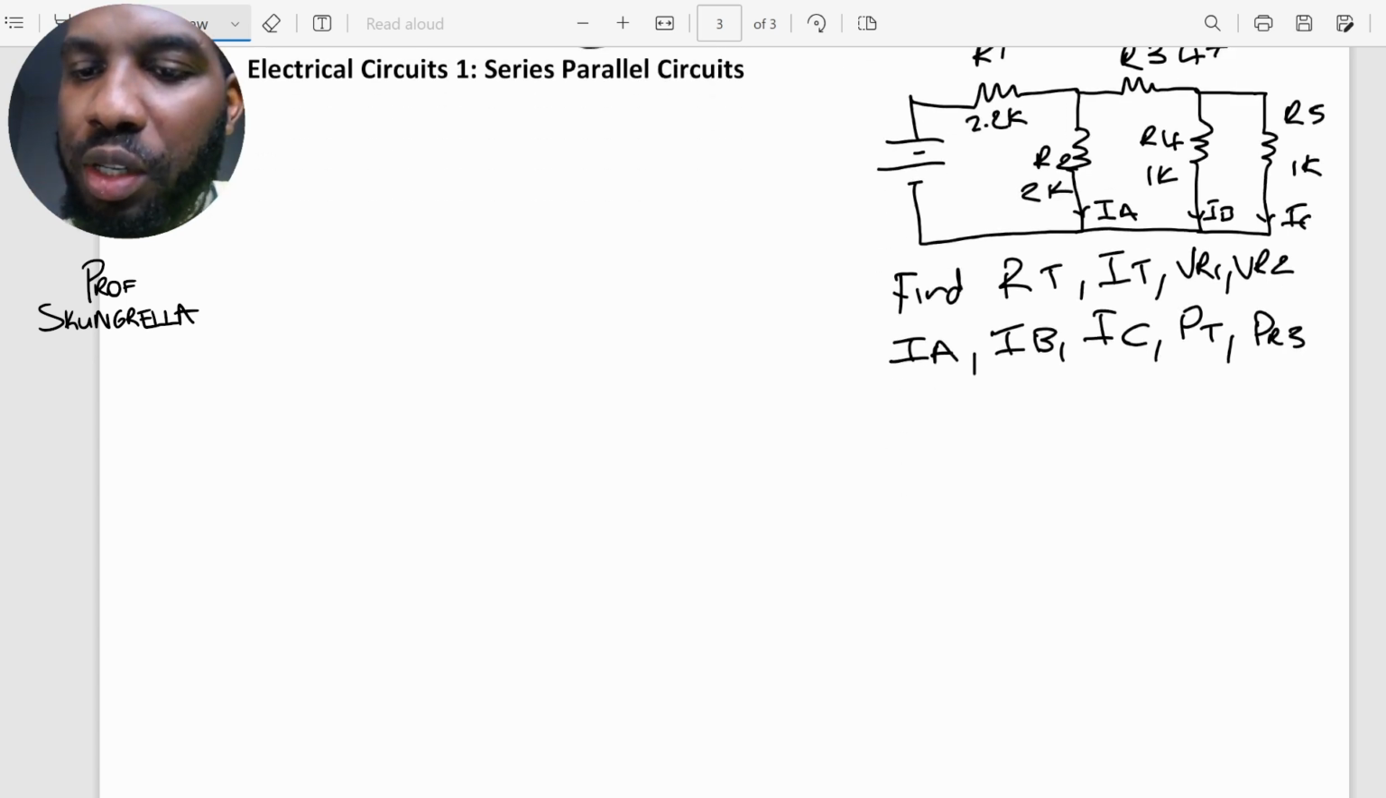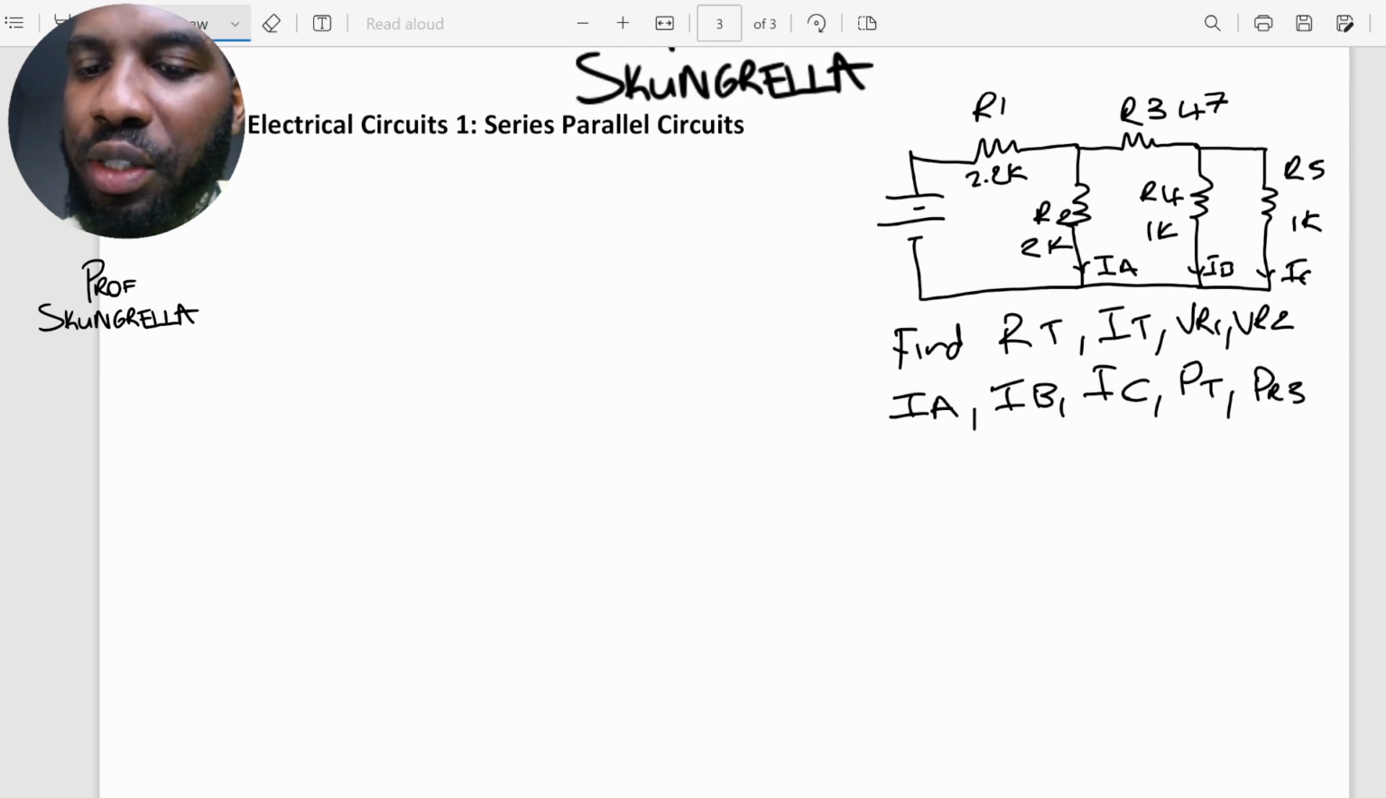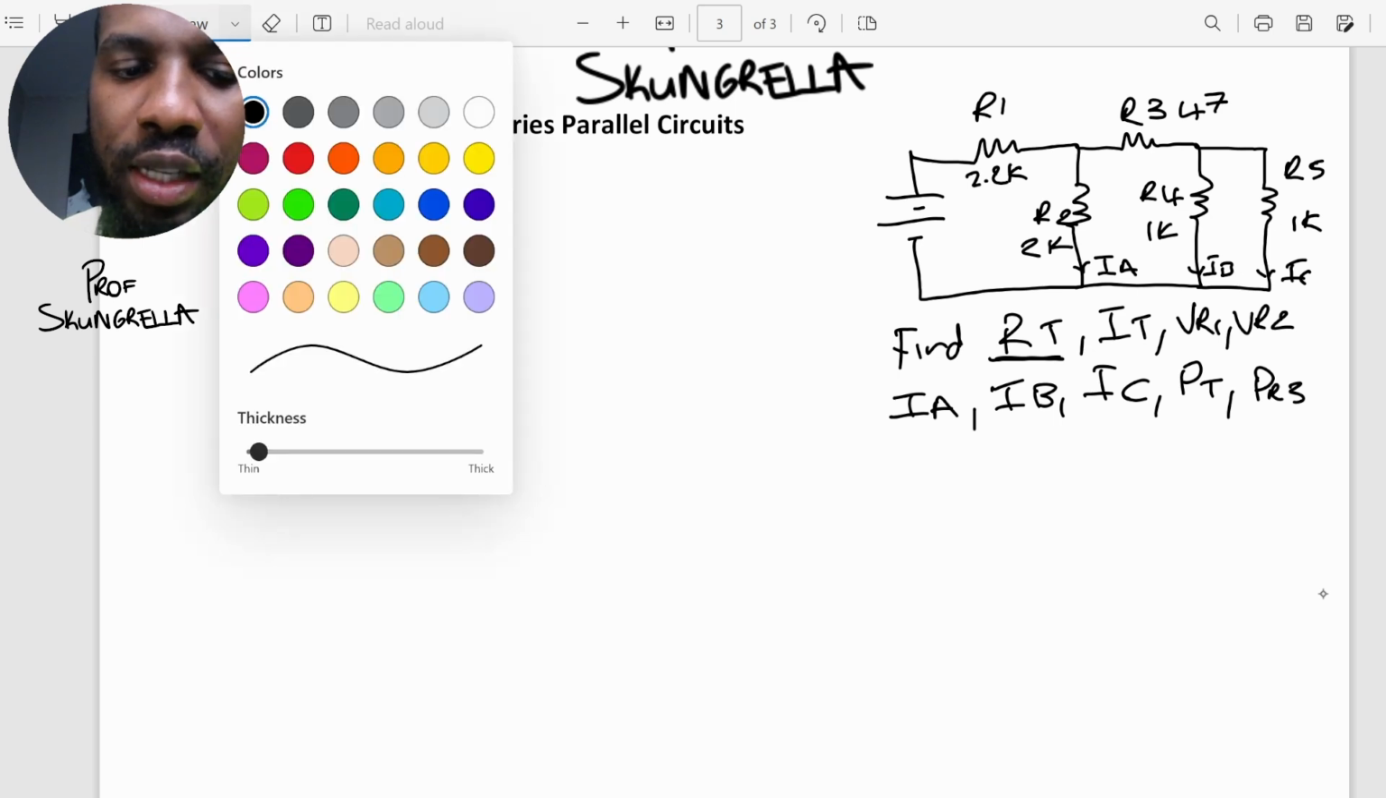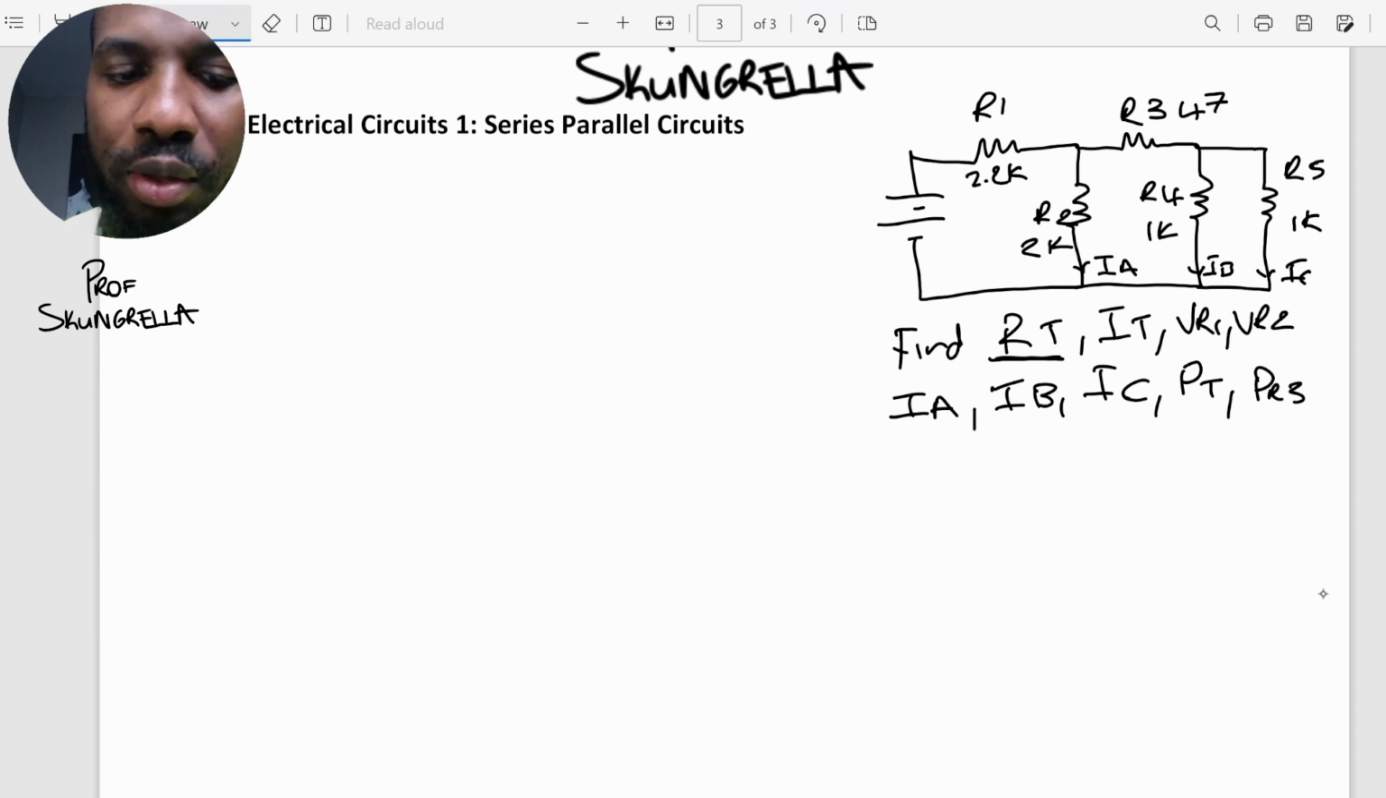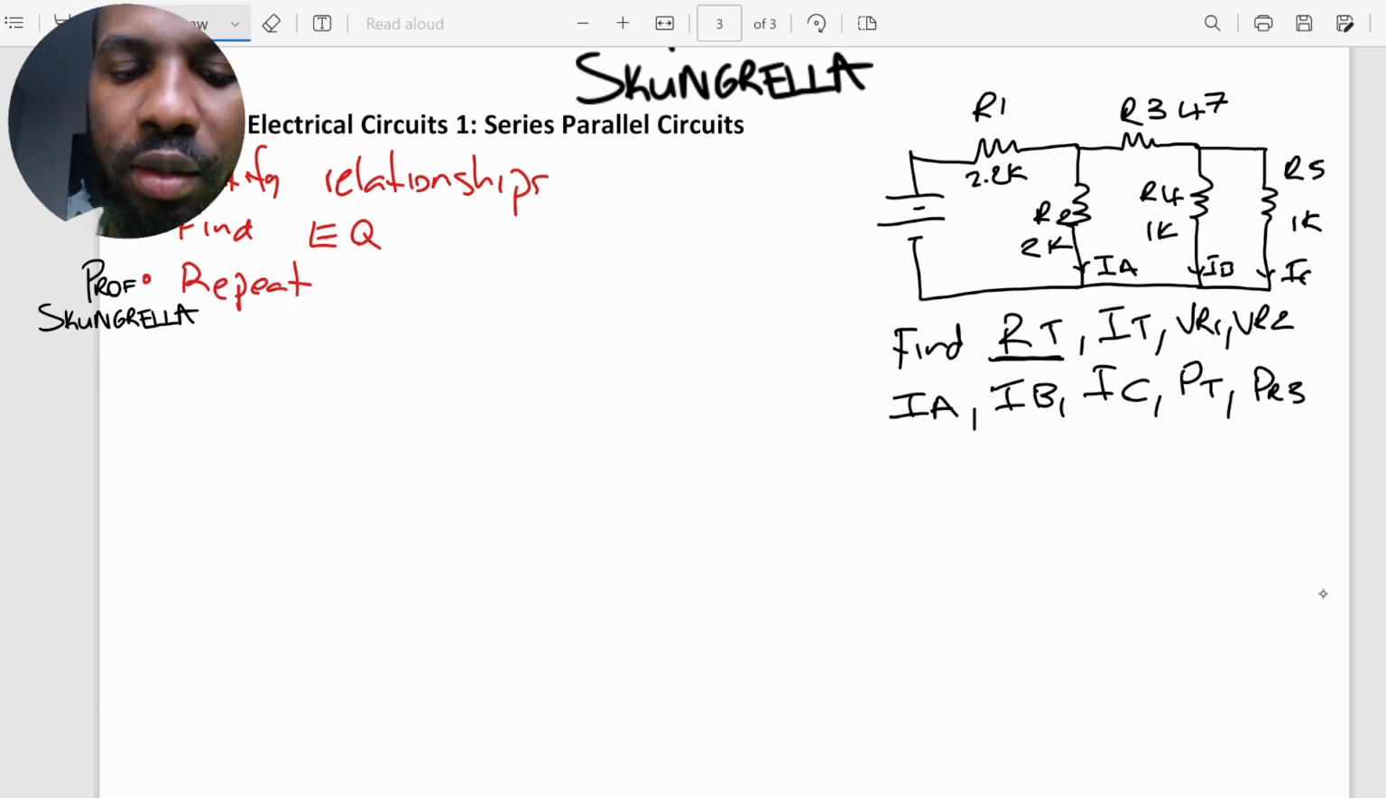Of course, we know the equations to find them. Let's find RT, all right? So again, to find RT, like we mentioned, the first thing you need to do is identify relationships. After we identify relationships, we need to find the equivalent resistance, and then we need to repeat this until we find the total resistance, right?